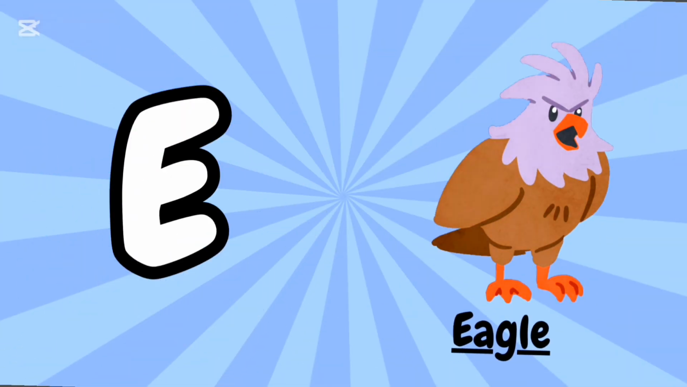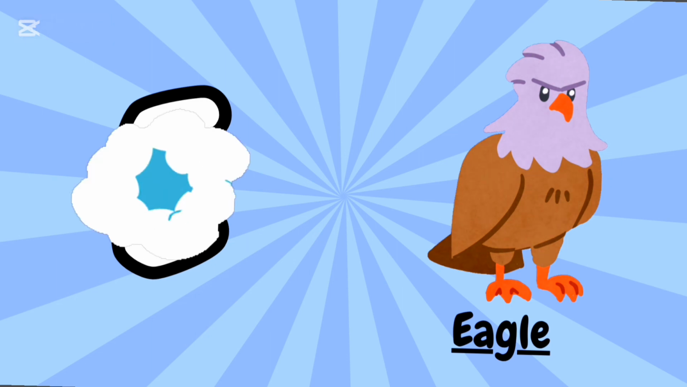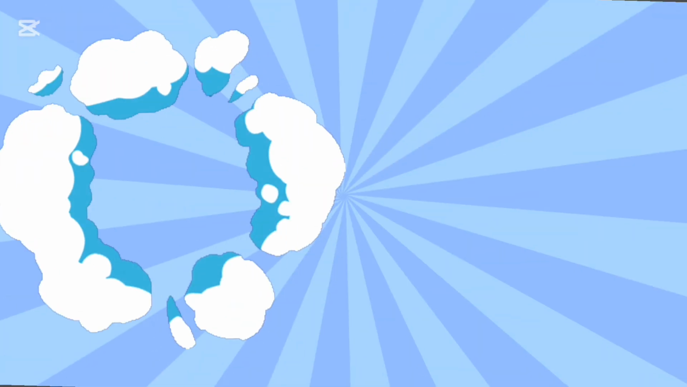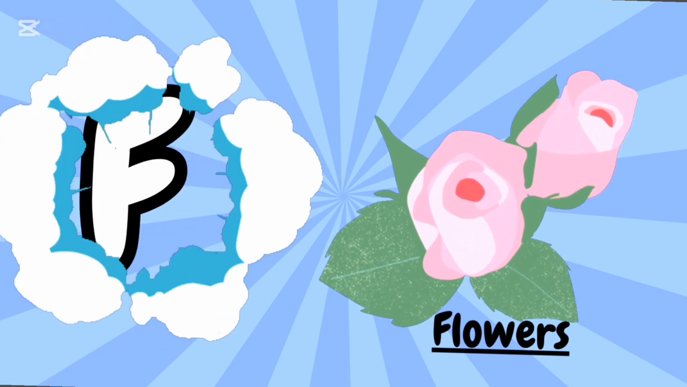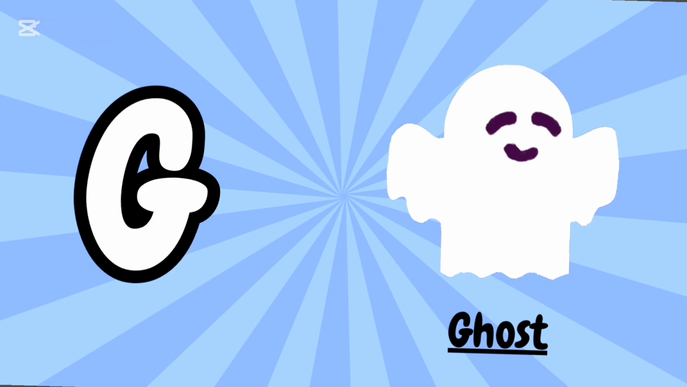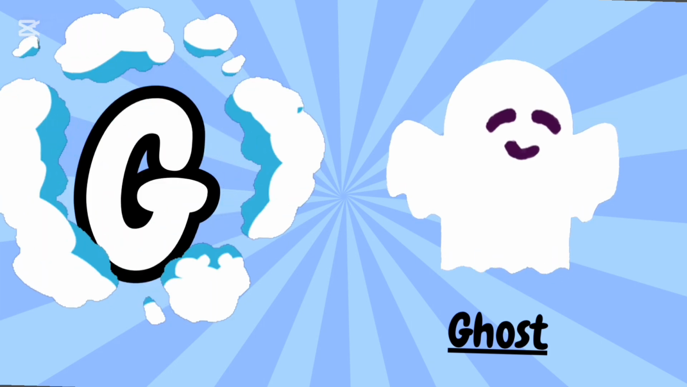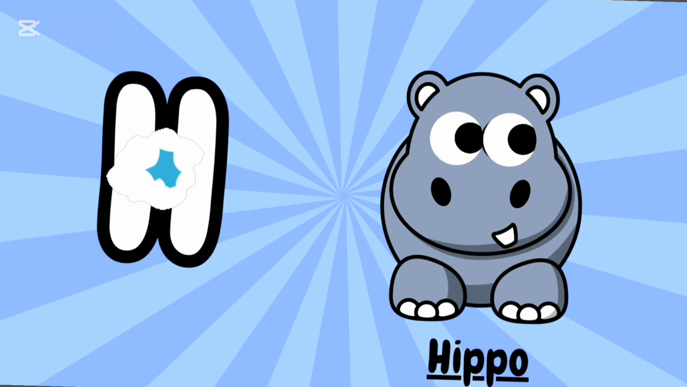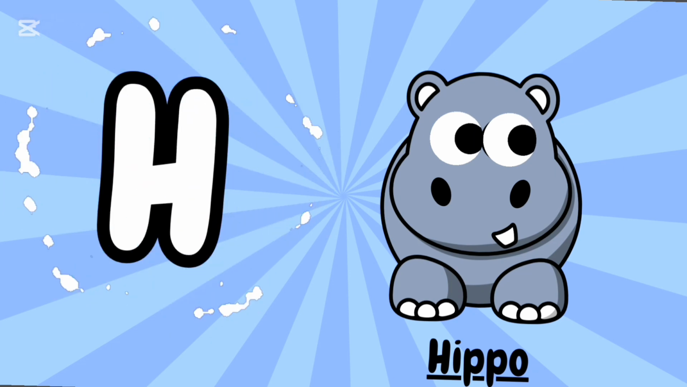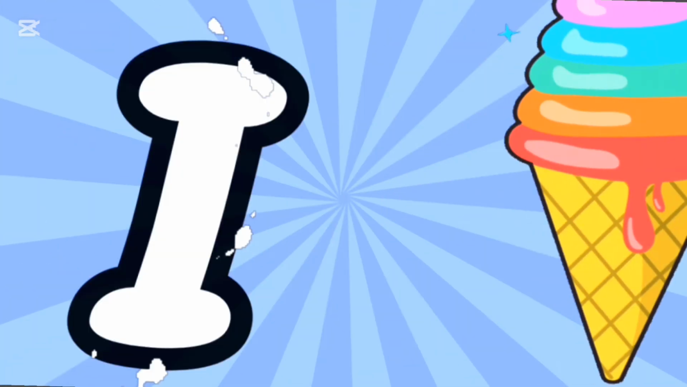E is for eagle. F is for flowers. G is for ghost. H is for hippo.